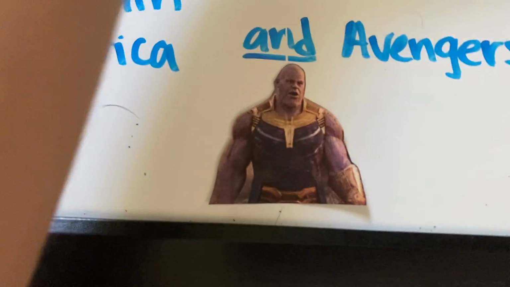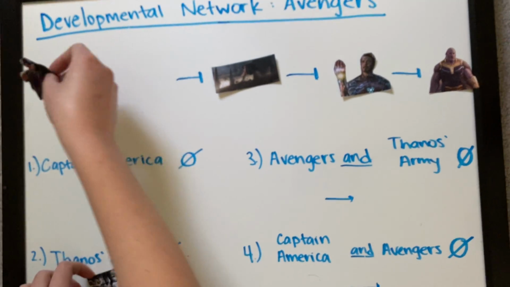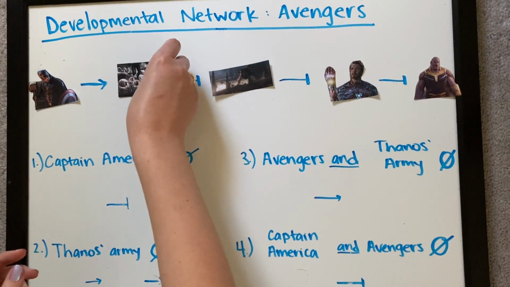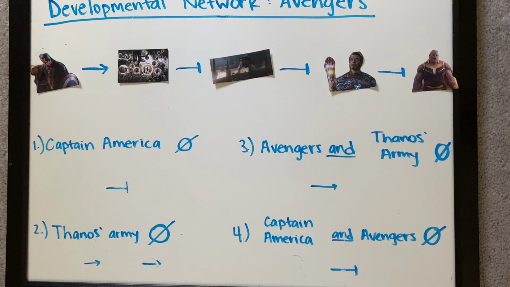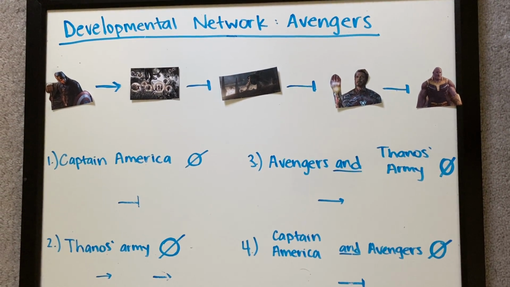So all of these examples are different ways that if you remove one gene or one protein, then they can interact with one another and change the ultimate pathway and the ultimate results of a developmental network.